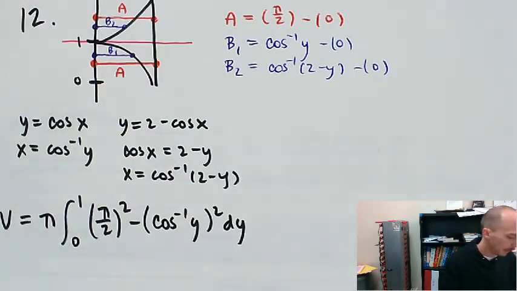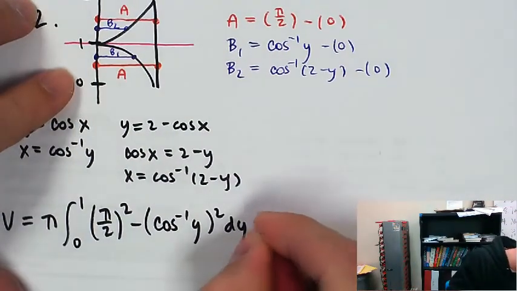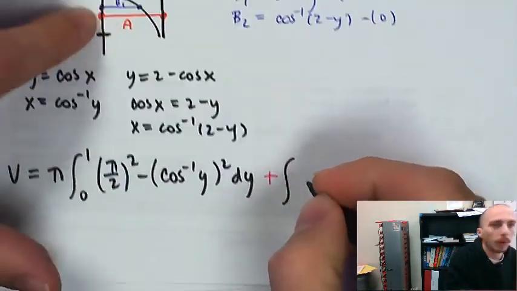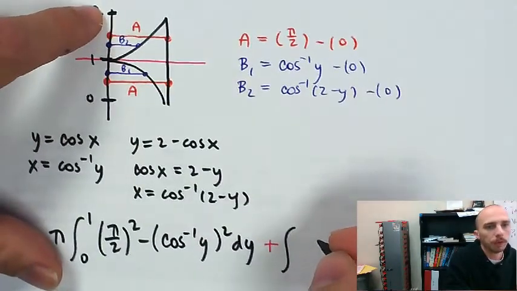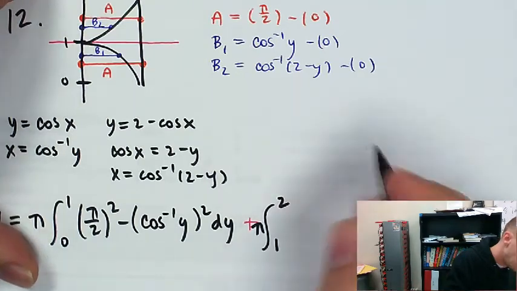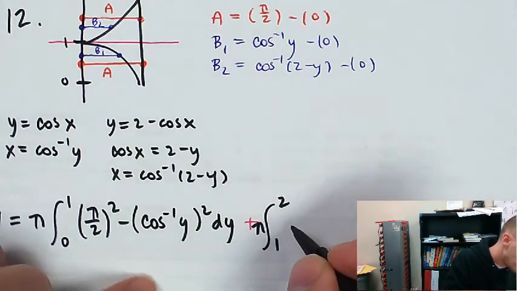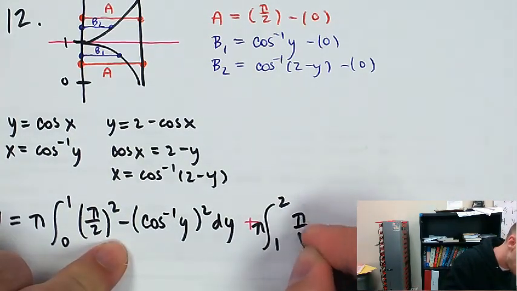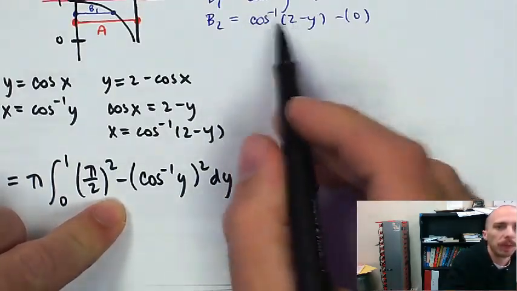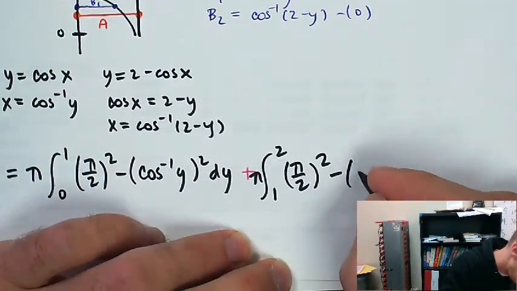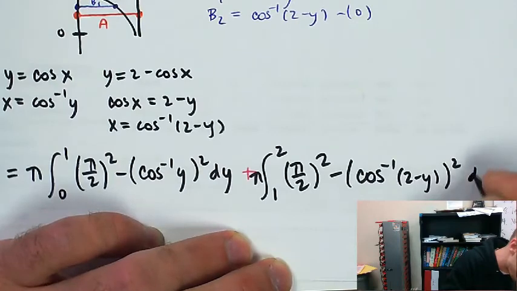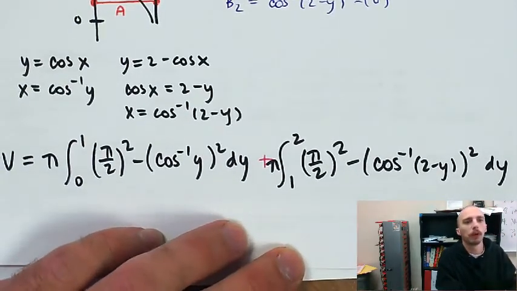And then I'm going to add that to the integral from y equals 1 up to y equals 2. Whoops, there should be a pi there. And, okay, the large radius is staying the same. Now the small radius has become this. And that's an expression for my volume.